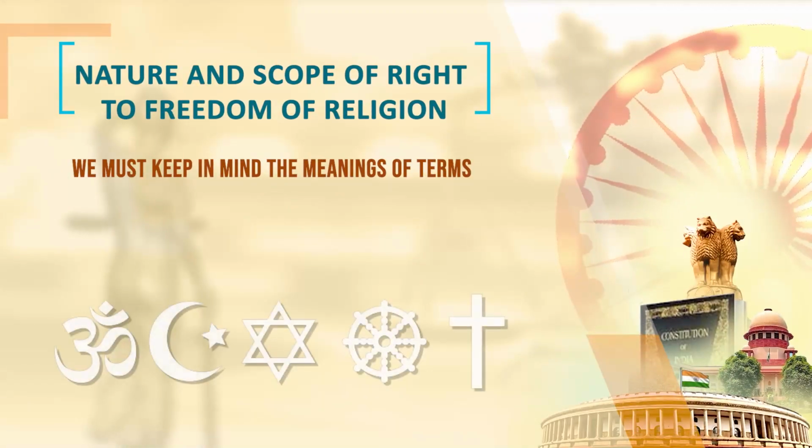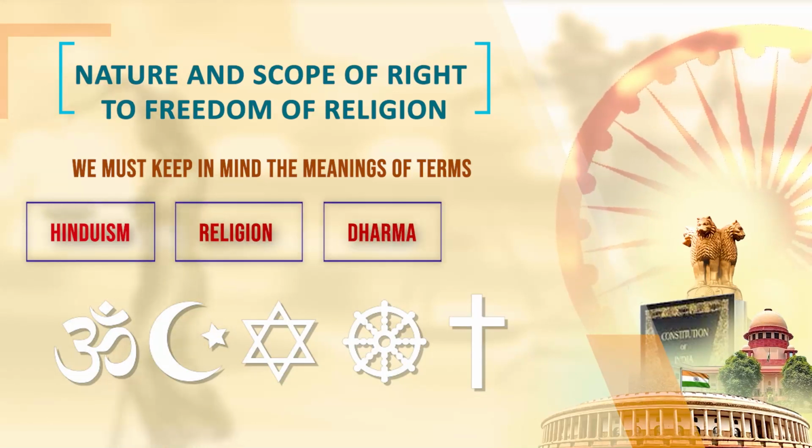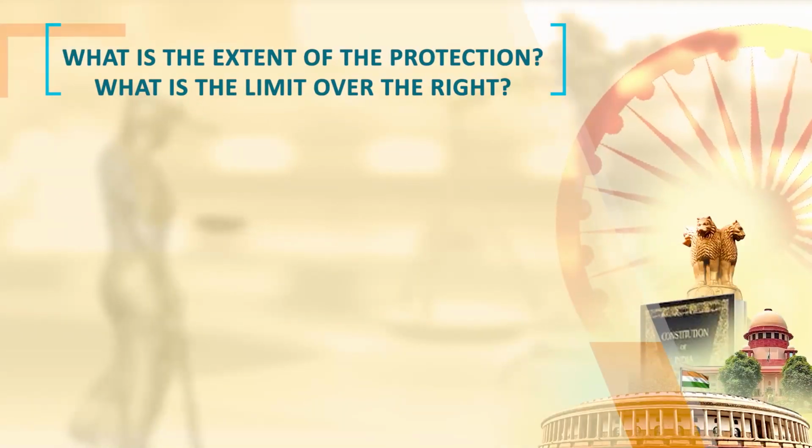Now, while talking about the right to religion, it means its contour, its peripheral limit. As I already discussed, it was not an absolute right, and what are the restrictions and on which grounds there can be restrictions. To understand the extent and limit, nature and scope of the right to freedom of religion, we must keep in mind the actual meanings of terms like Hinduism, religion, dharma, secularism. Now coming to the point, what is the extent of the protection, what is the limit over the right.